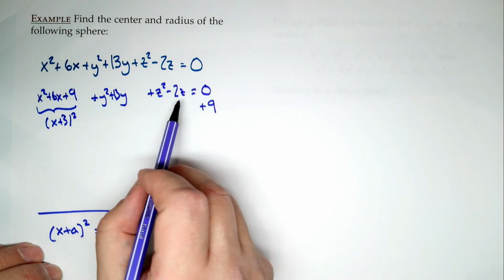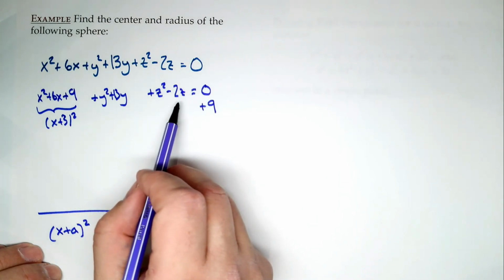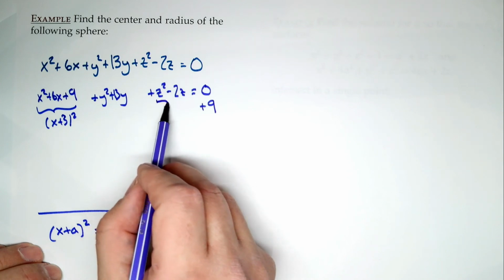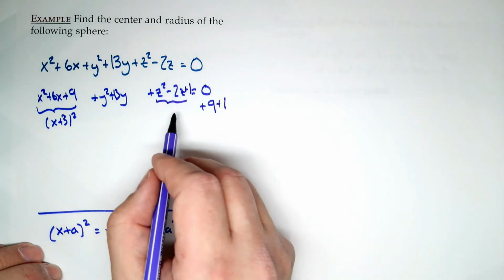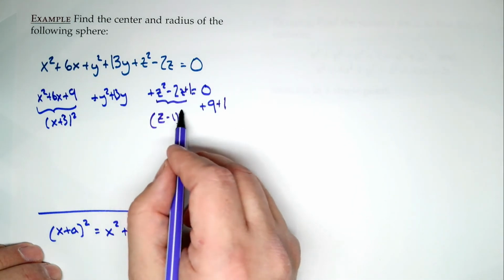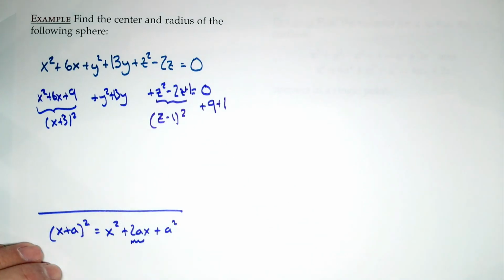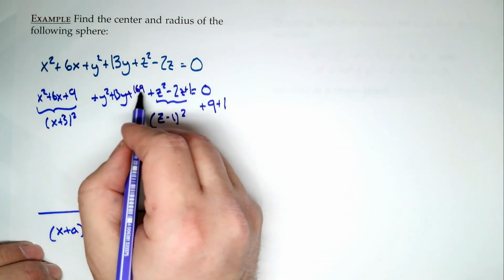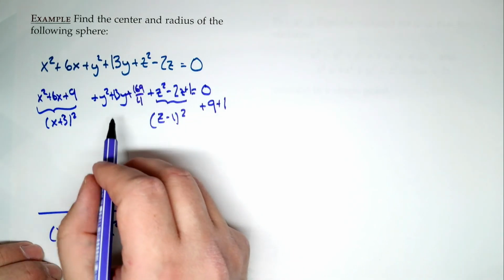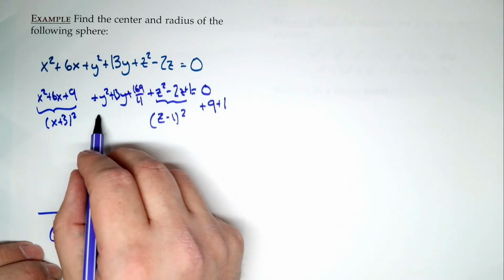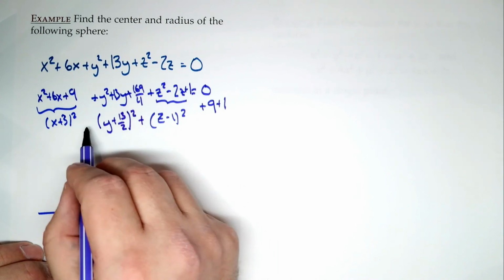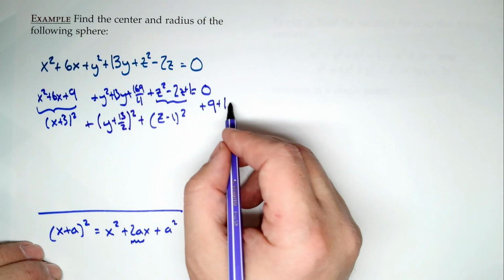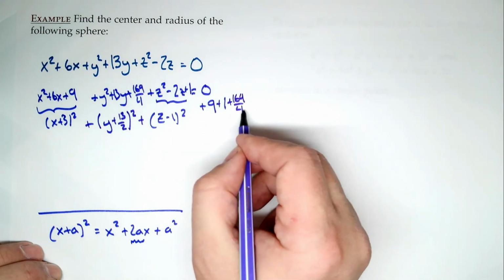Okay, how about this z squared minus 2z? What would I want to do? I want to add plus 1. Okay, this becomes (z minus 1) squared. And how about here? What would I like to add? 169/4, right? Because 13 divided by 2 is 13 over 2. So this becomes (y plus 13 over 2) squared. And if you square 13 over 2, you get 169/4. Yes, that's what we get.